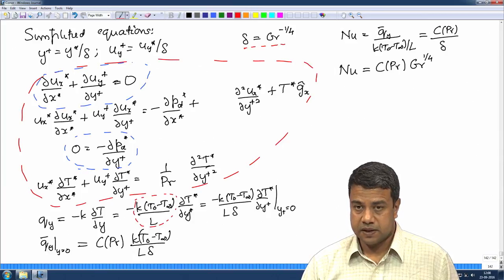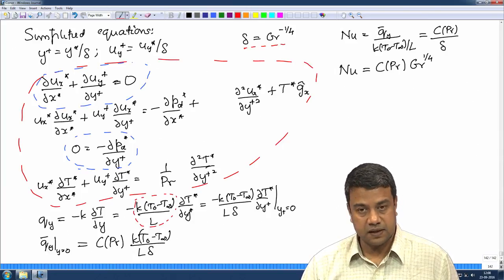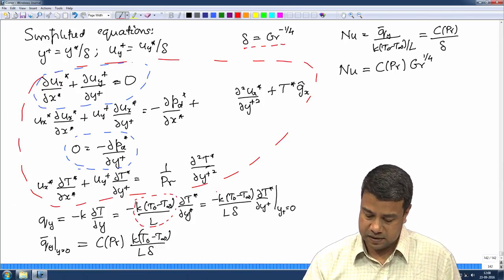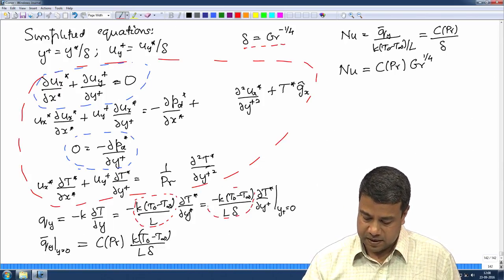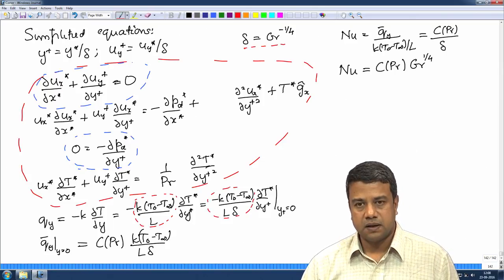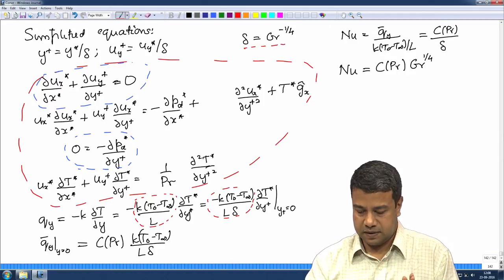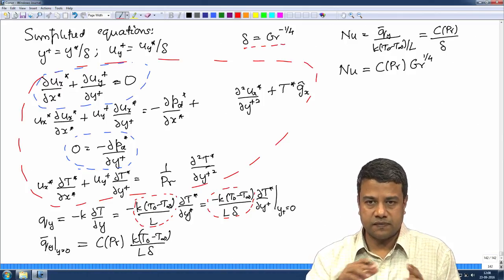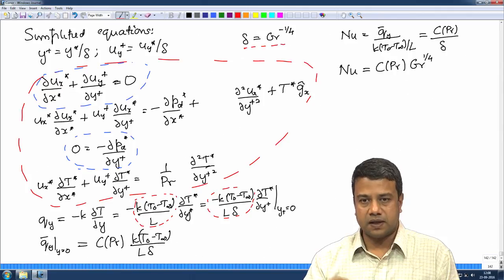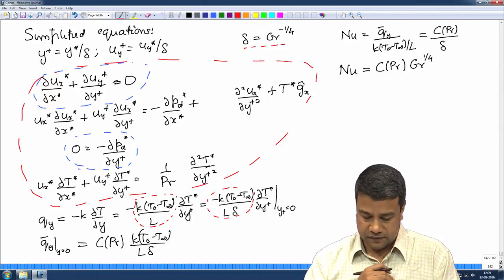The characteristic dimension in the cross stream direction is not L itself, but rather L times delta, because delta is the dimensionless boundary layer thickness. So, this becomes my equation. I have to take the flux at y equal to 0 at the location of the object, integrate it over the surface of the object, and divide by surface area to get an average flux.